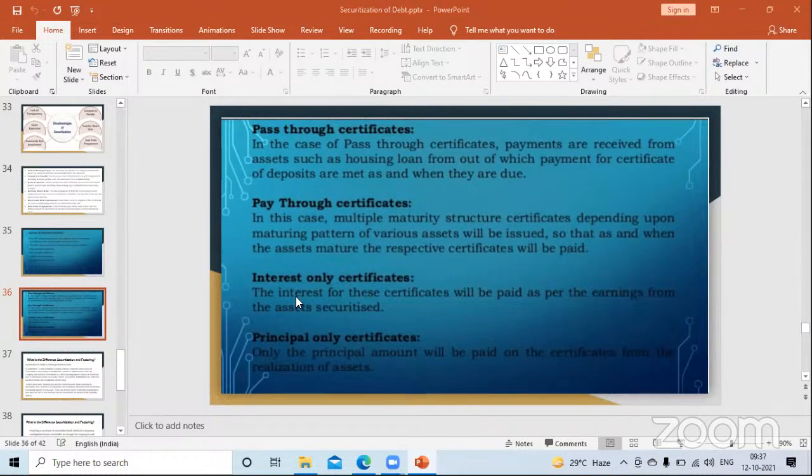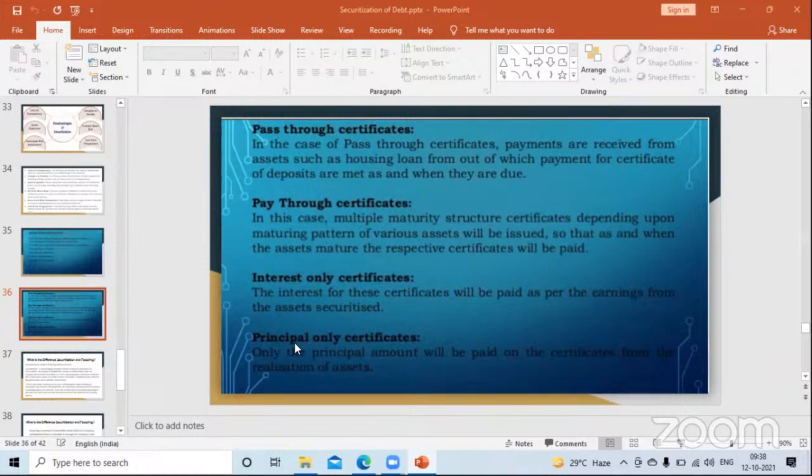Next, interest-only certificates. Now, what will happen here? Only interest, the name itself suggests the meaning. The interest for these certificates will be paid as per the earnings from the assets securitized. That means out of these certificates of deposits, whatever interest is due, whatever interest that a bank has to pay, it will be decided according to the earnings of assets securitized. Okay, so only interest will be paid.